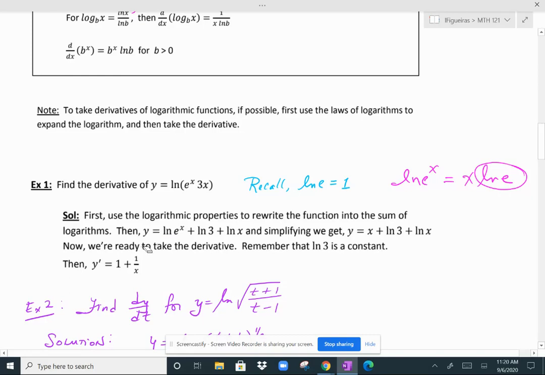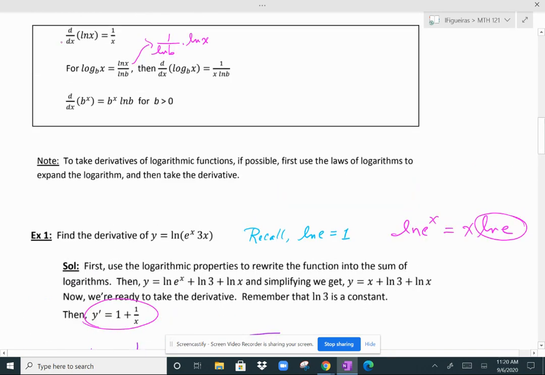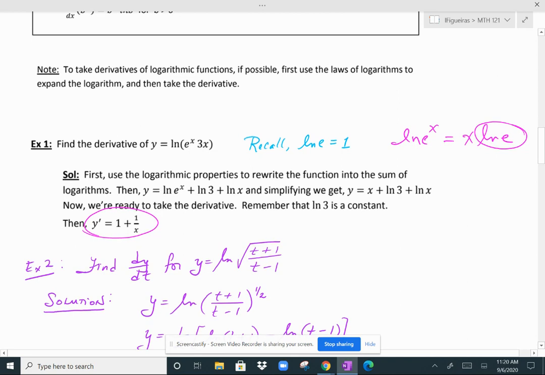And then I have to take the derivative of just the x and the ln of x. So that's what you see here. The derivative of x is 1. The derivative of ln of 3 is 0, so it's not there. And the derivative of ln of x, which was the definition I just gave you here, is equal to 1 over x. So that's your derivative.